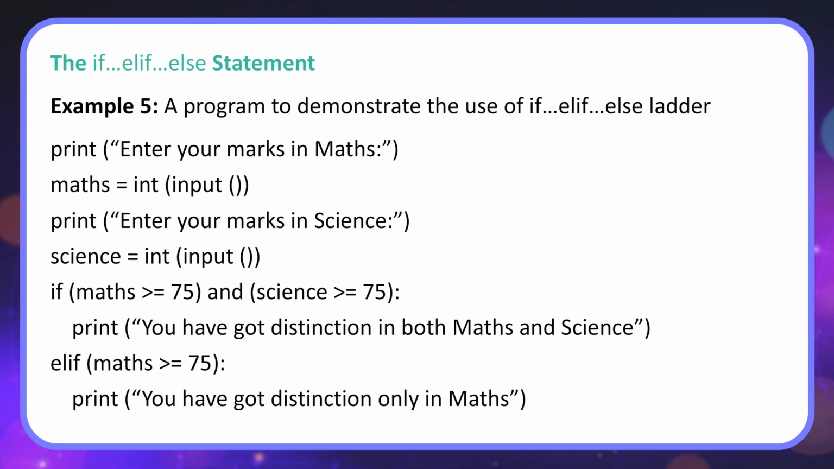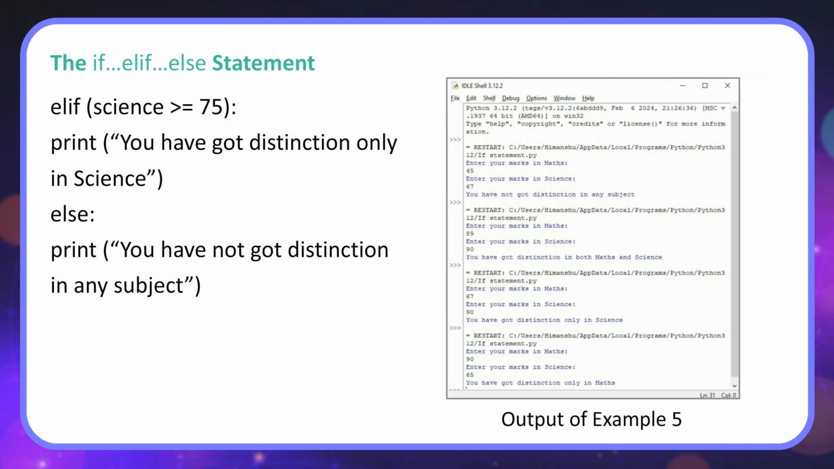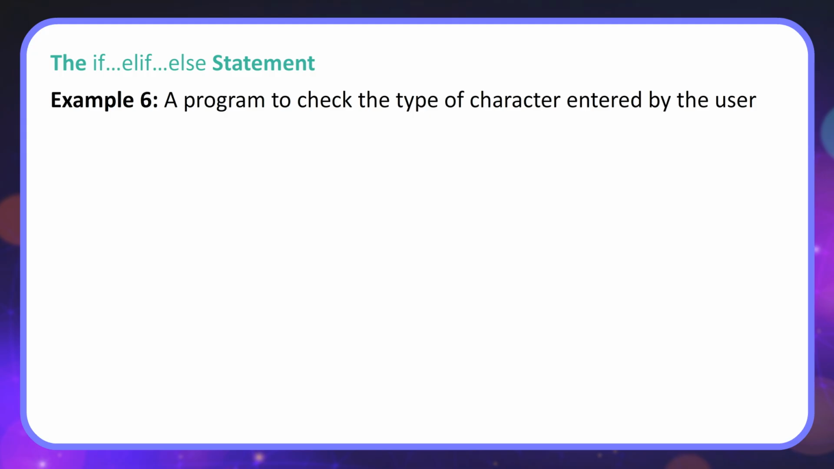Elif maths >= 75: print("You have got distinction only in maths"). Elif science >= 75: print("You have got distinction only in science"). Else: print("You have not got distinction in any subject"). Output of example 5.